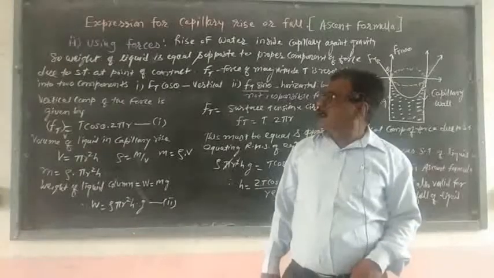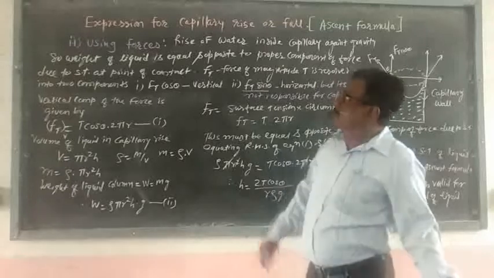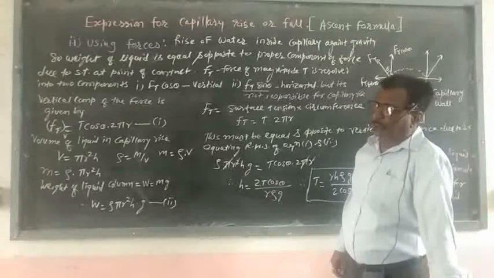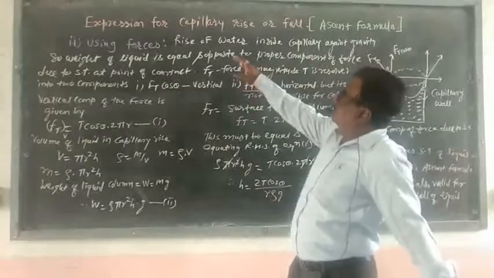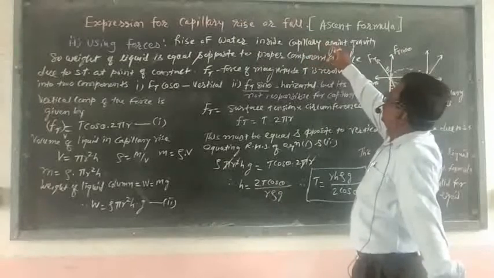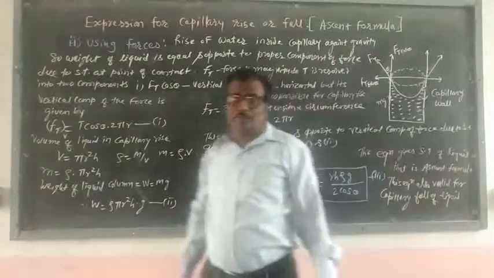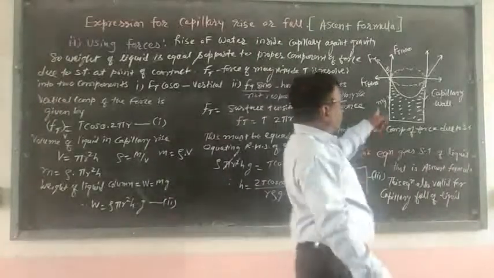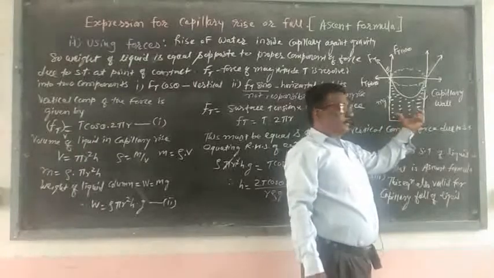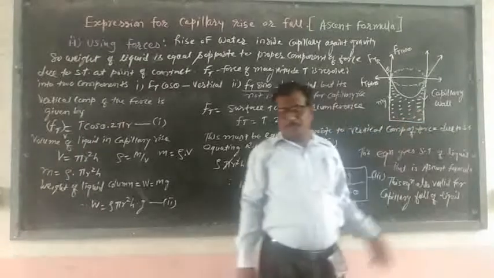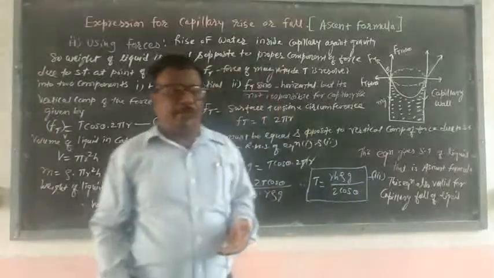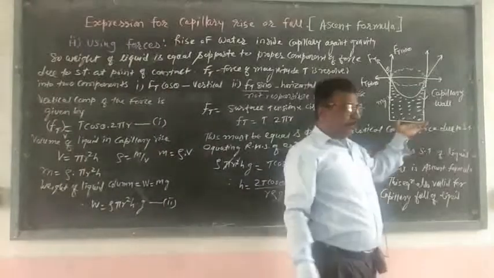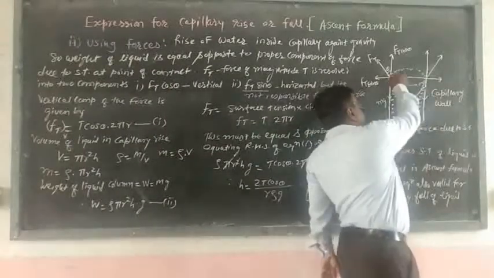Hello students. In the last lecture we found the expression for capillary rise or fall using the first method. Now we see the expression for capillary rise or fall using the second method, that is using forces. For that again we have to draw this diagram. In this figure, this is the capillary tube. This capillary tube is inserted into a water beaker. What happens? The water level increases to this meniscus position.